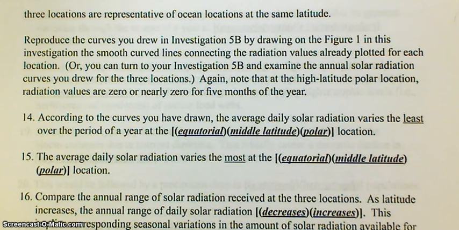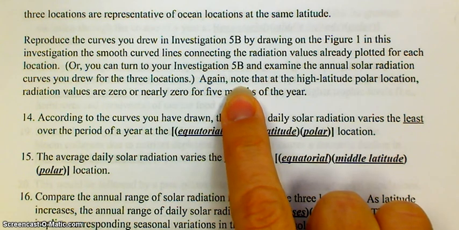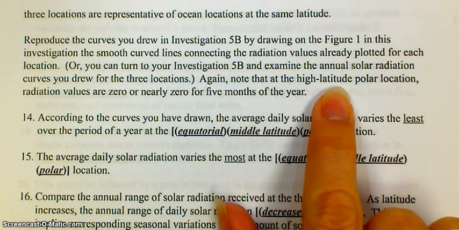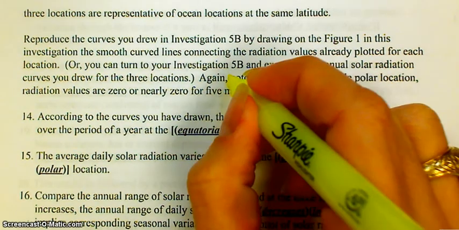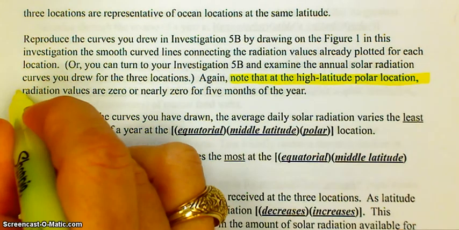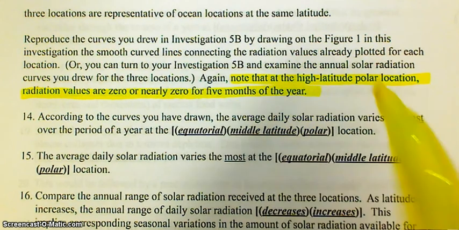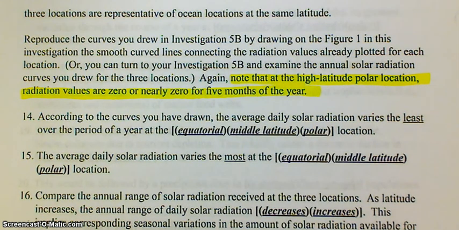Okay, it asks us to reproduce the curves that you drew in Investigation 5B, which we didn't do, by drawing on Figure 1 a smooth curve connecting the little dots or diamonds or triangles or whatever. So that's what we're going to do first. Now, I do want you to highlight right here where it says, note that at the high latitude polar location, radiation values are 0 or nearly 0 for 5 months out of the year. That's going to be your blue line.